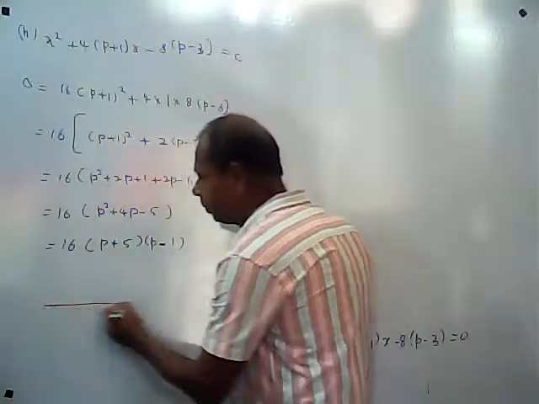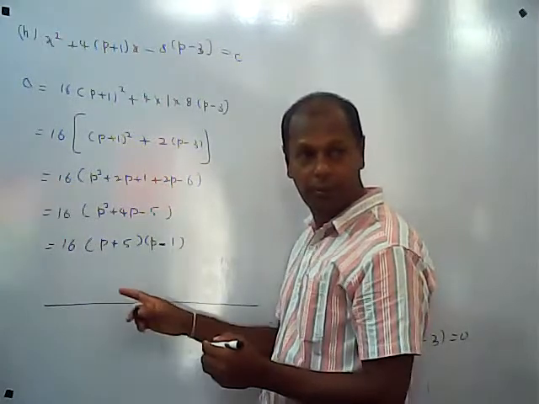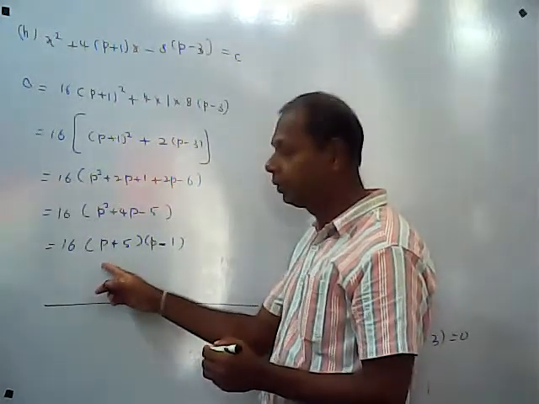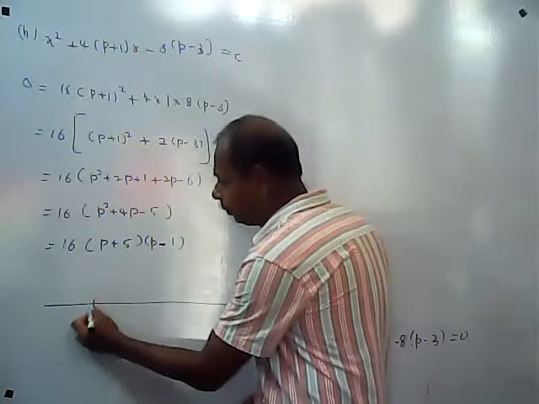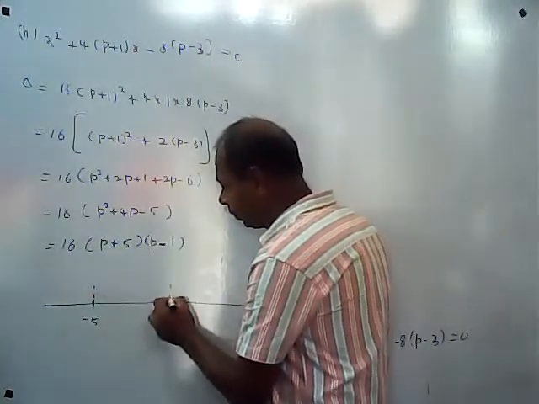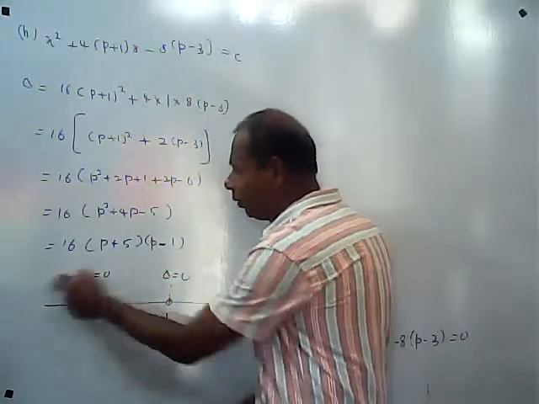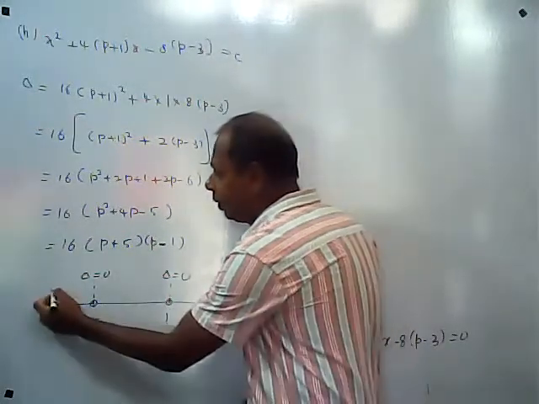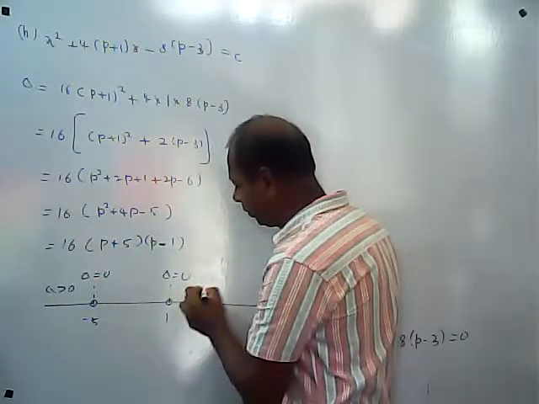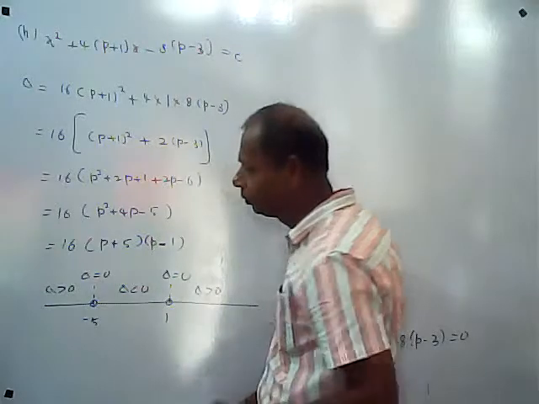You know what to do. On the real number line, you mark minus 5 and plus 1. At these 2 points, delta is equal to 0. On either side, delta is greater than 0. In the middle, delta is less than 0.